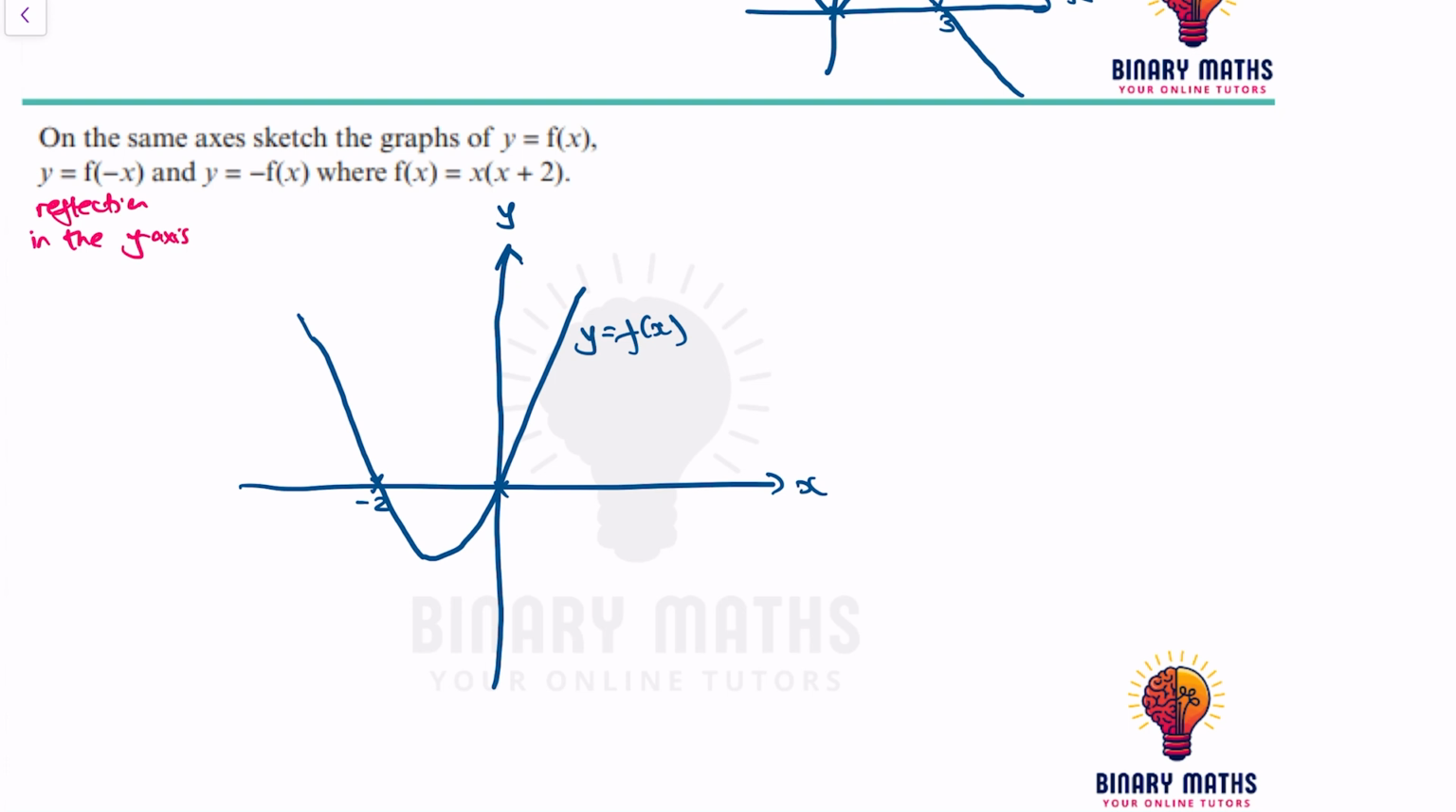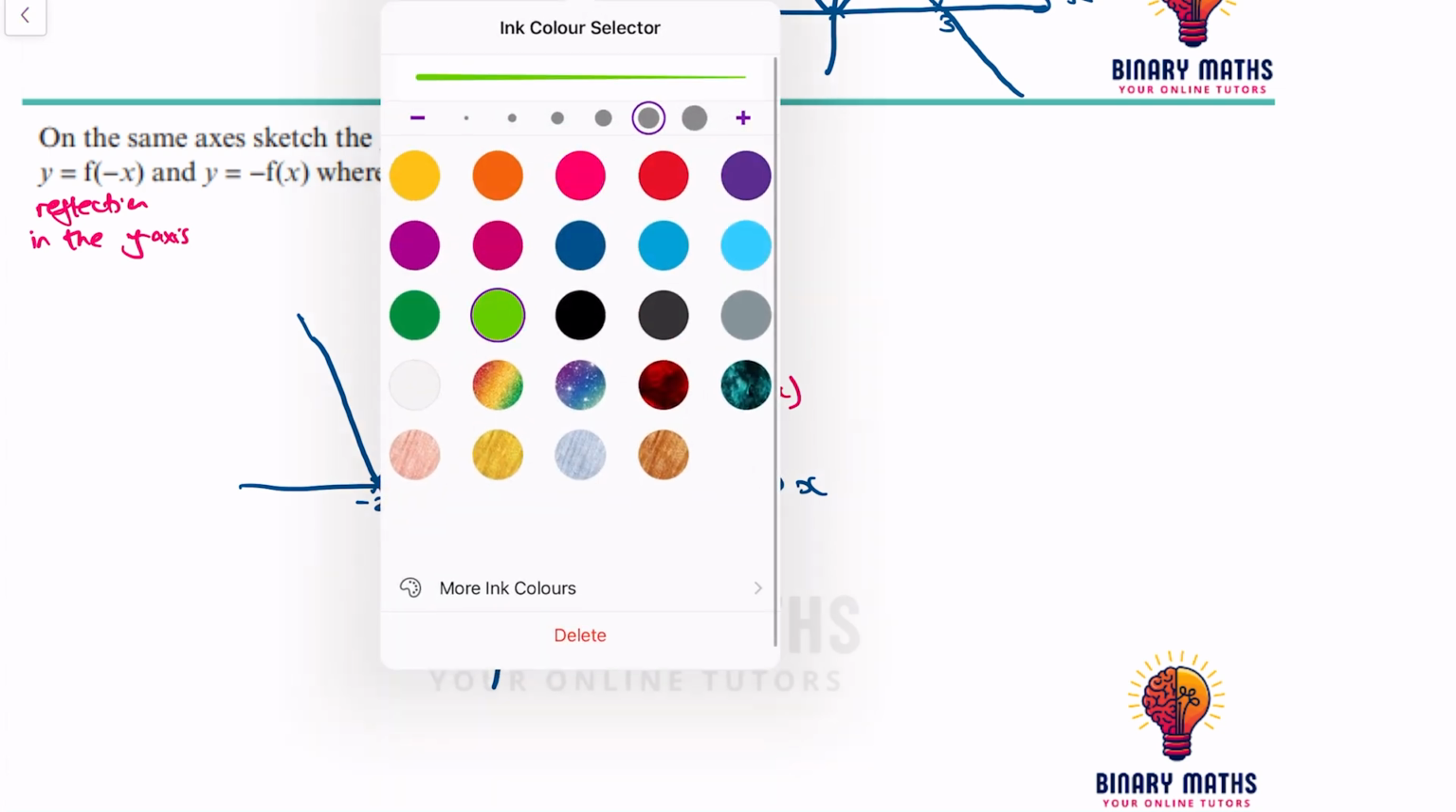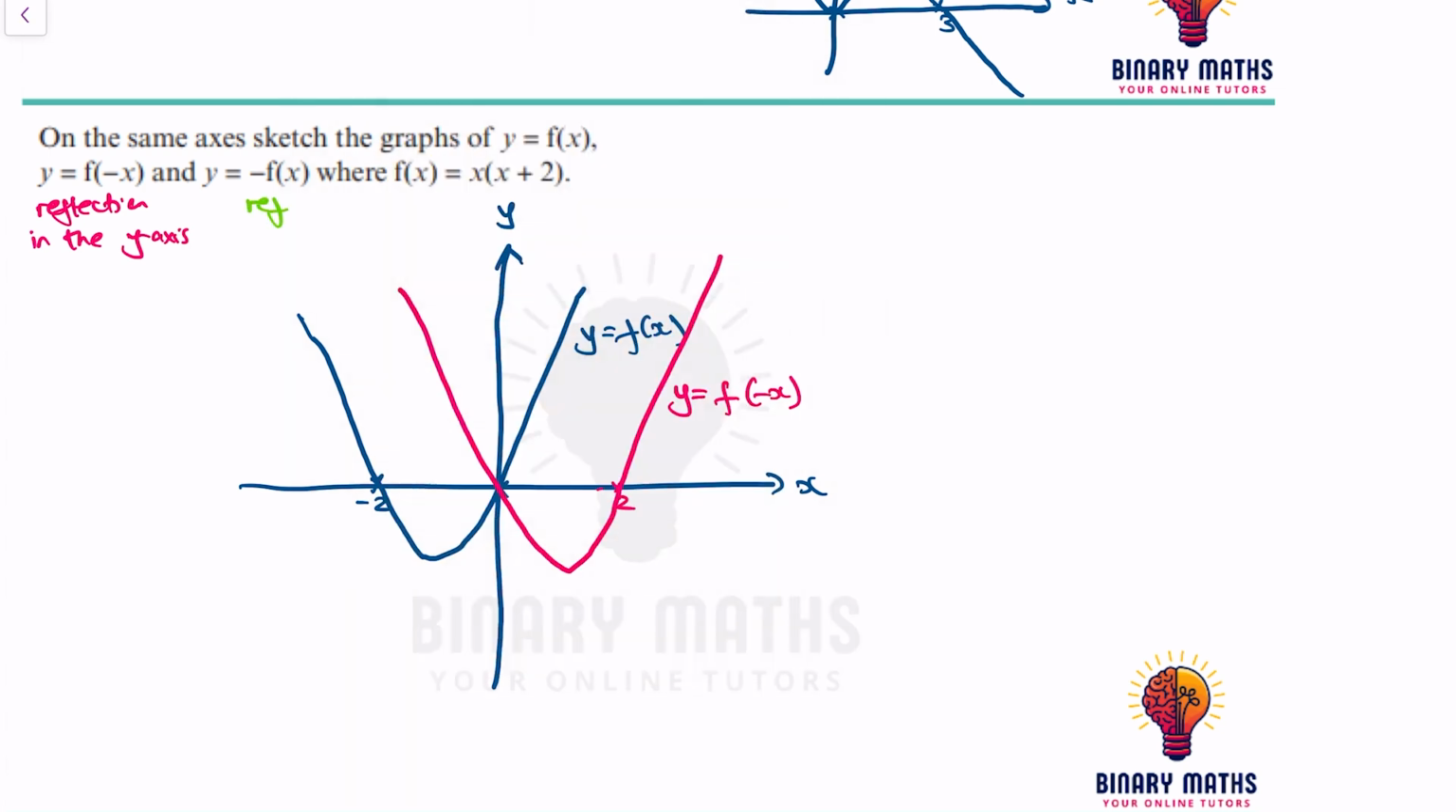So if it's a reflection along the y-axis, this is going to be two. So this is y is equal to f of negative x. And the next one is a reflection. y equals negative f of x is a reflection, because the y values are changing, it's a reflection in the x-axis with the original.